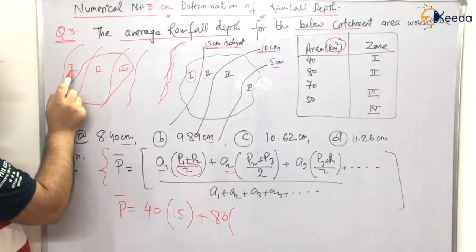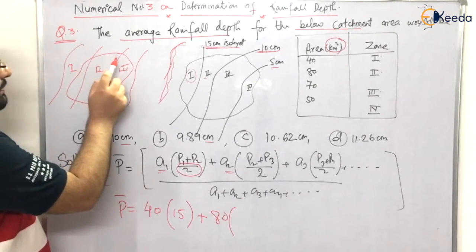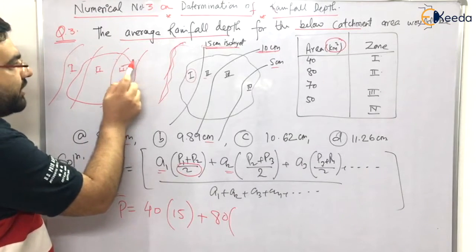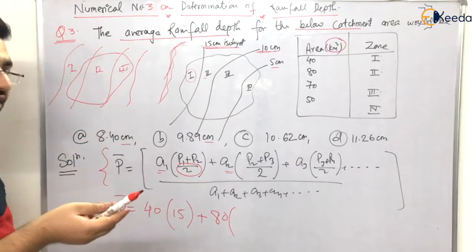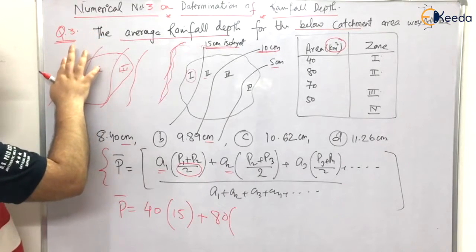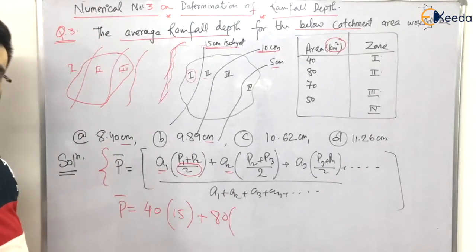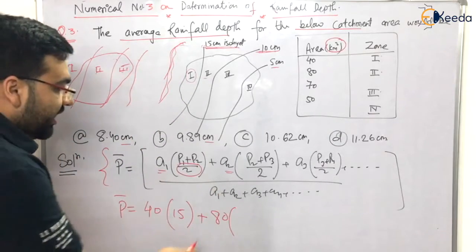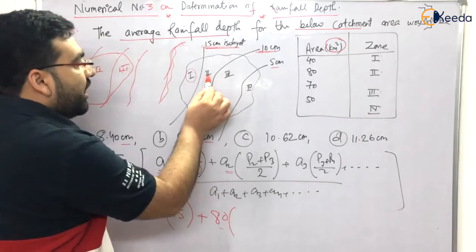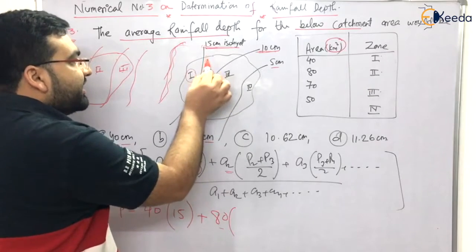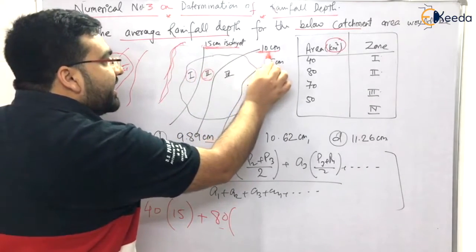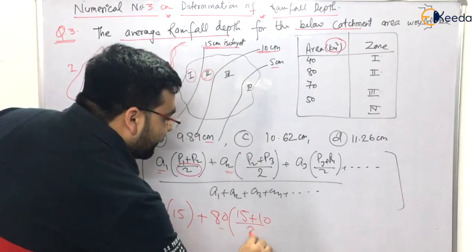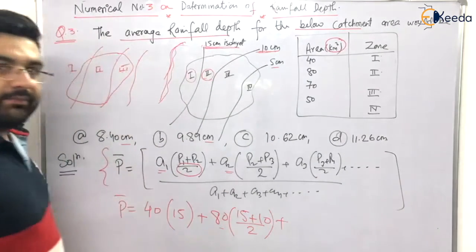P1 plus P2 divided by 2 into this area, plus P2 plus P3 divided by 2 into this area, plus P3 plus P4 divided by 2 into this area. It was an easy question. But if the situation is like this, then you don't have to take the average. Then it's simple, right? Now for zone 2, it is in between the 15 centimeter isohyet and the 10 centimeter isohyet. So this will be 15 plus 10 divided by 2, clear?